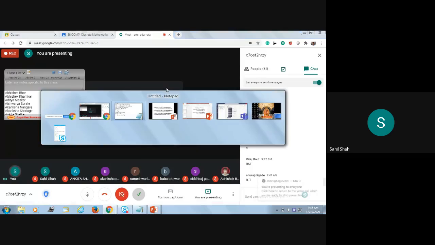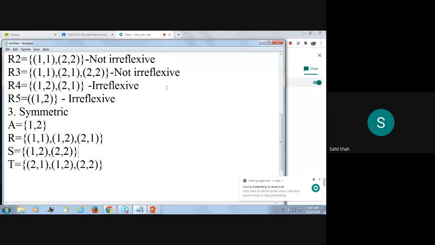R and T. Yes. Can I say R is symmetric? We will put A and B. Okay. A is 1, B is 1. What is reverse? B is 1, A is 1. So 1 comma 1, 1 comma 1. Yes. Fine. 1, 2, 2, 1. A is 1, B is 2. A is 2, B is 1. So this is symmetric.